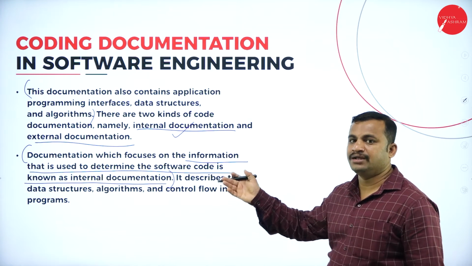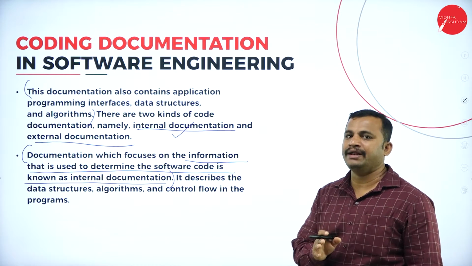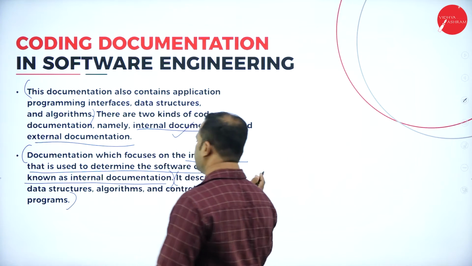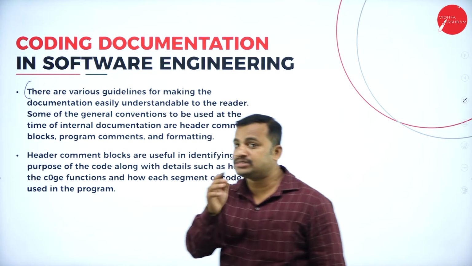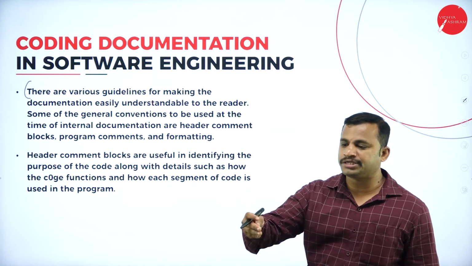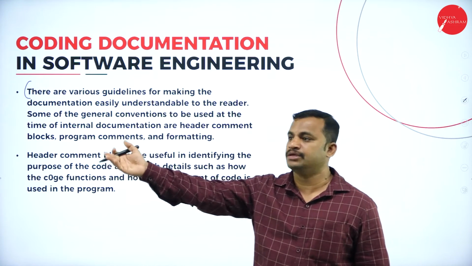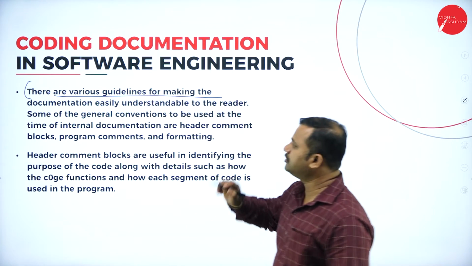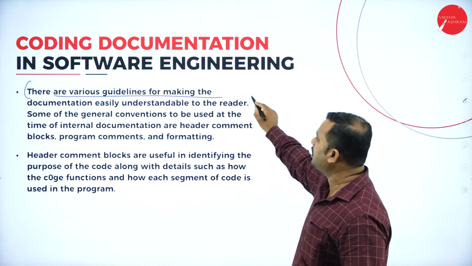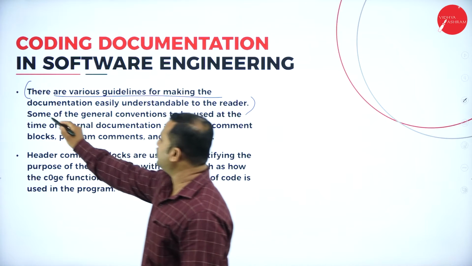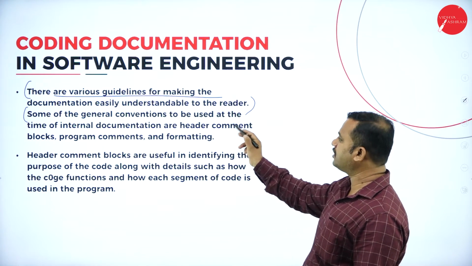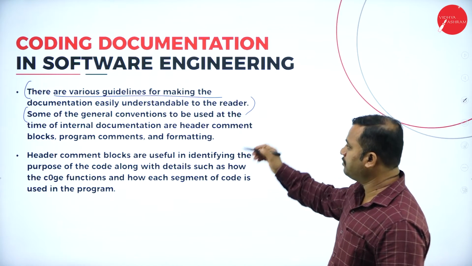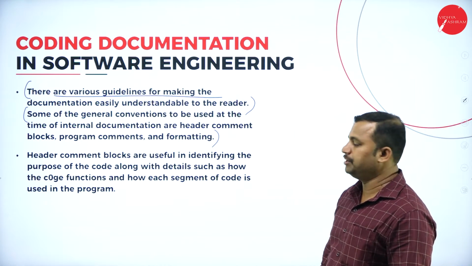That is the internal documentation that is maintained in every software company. It describes the data structures, algorithms and control flow in the programs as well. And I also stated that the external documentation, the documentation or user manuals that are given to the user, is called the external documentation. Then there are various guidelines for making the documentation easily understandable to the reader, that is, to the user. Some of the general conventions to be used at the time of internal documentation are header comment blocks, program comments and formatting. All these come into the picture.